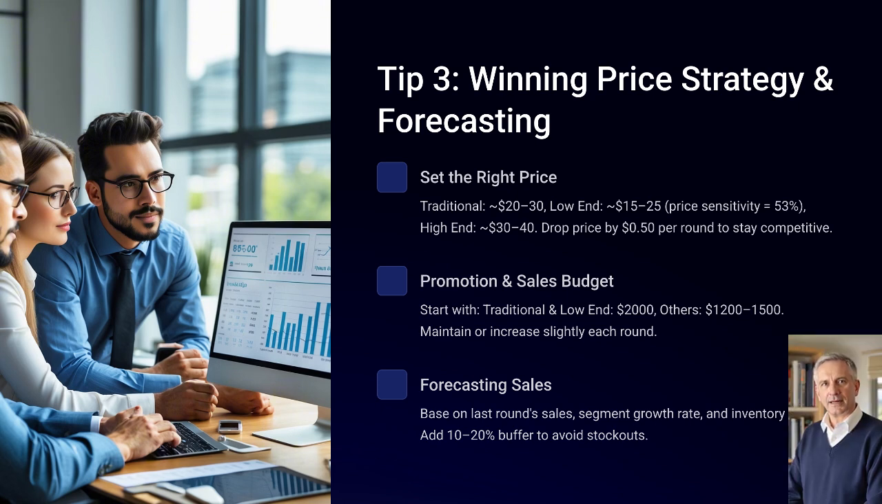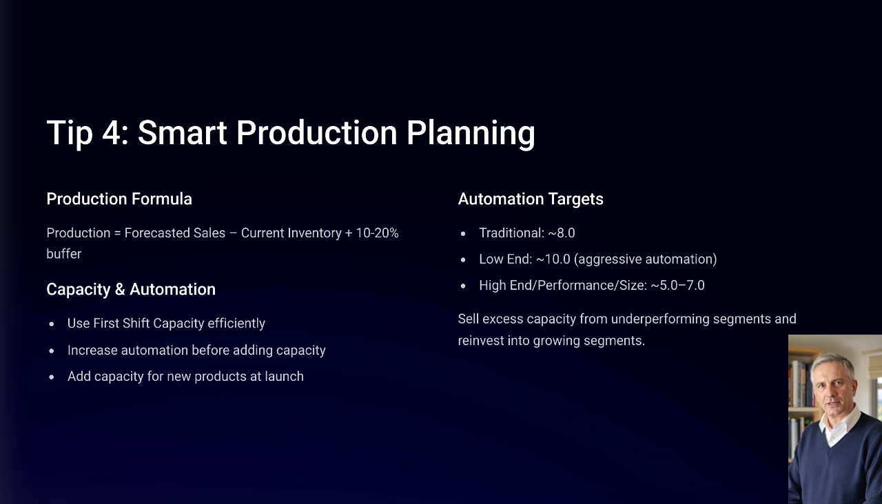Tip 4. Smart production planning. Now that you've forecasted your sales, it's time to move to production. Here's the process. 1. Production equals forecasted sales minus current inventory. 2.